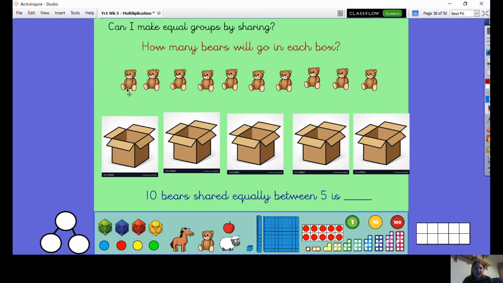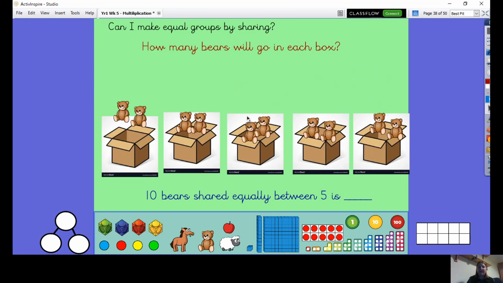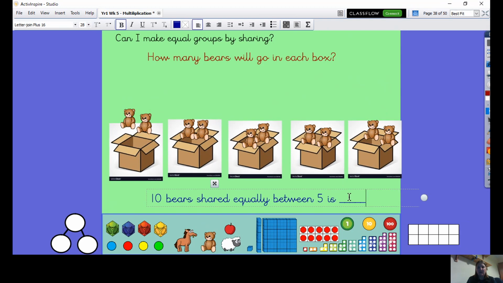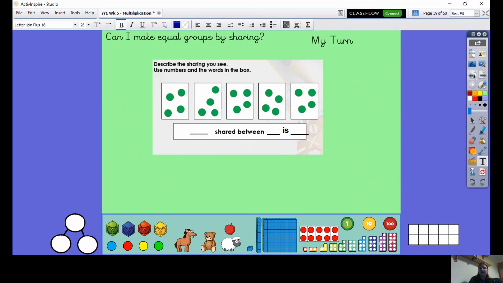So what we're going to do then is share them out. Some of you may already know how many there will be in each. So there's going to go 1 there, 1 there, 1 there, 1 there, 1 there. And then I start back at the beginning again. So that one goes in there, that one goes in there, that one goes in there, that one goes in there, and that one goes in there. So how many were in each box? So 10 bears shared equally between 5 is 2. Fantastic. Well done.